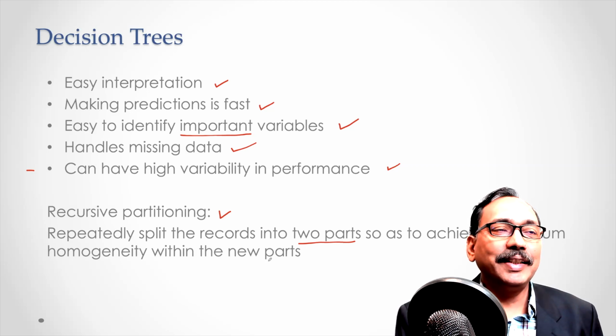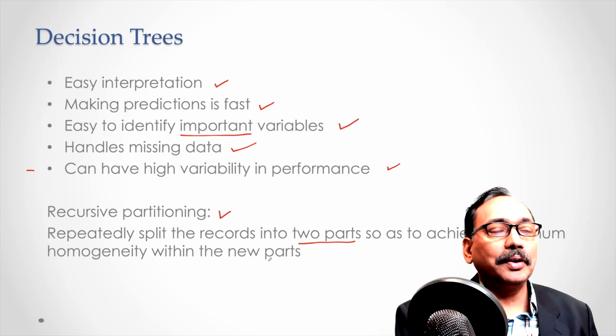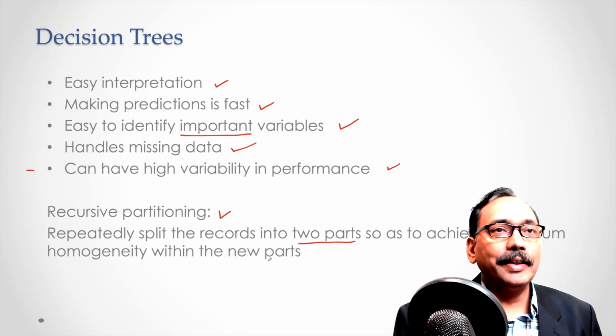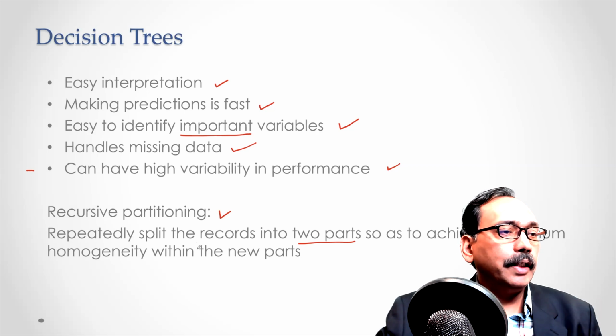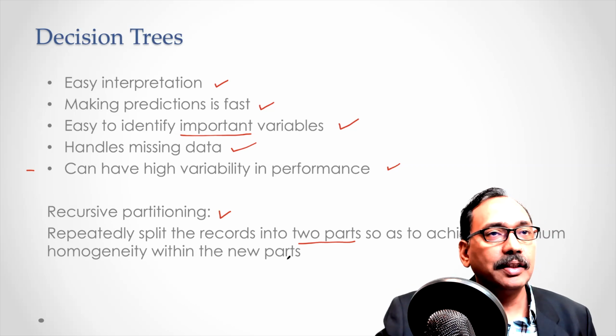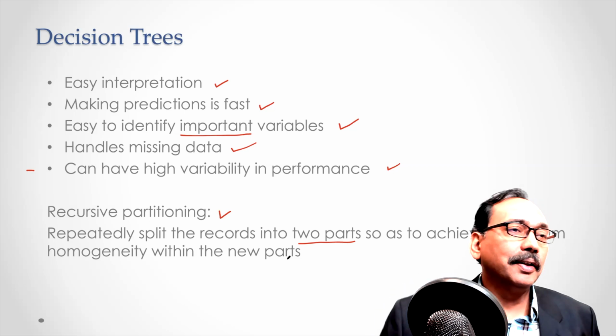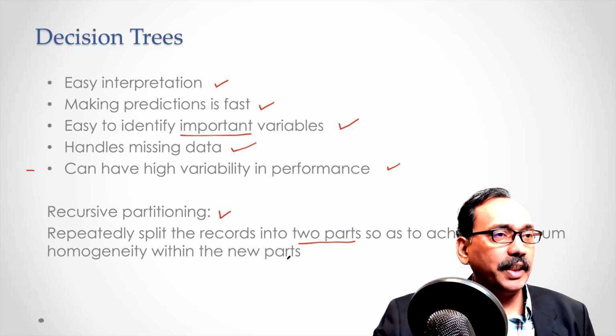So for example, a team may ask whether this person is alive, and if the team that posed the problem says yes, then suddenly the whole universe gets divided into two parts. So again, the question may be, is this person a female? And if the answer they get is no, again the whole thing gets divided into two. So basically, we repeatedly divide records into two parts so that there is maximum homogeneity within those two new parts. If those two parts are male and female, the entire universe is divided into male and female, so obviously there is a lot of homogeneity within each part.